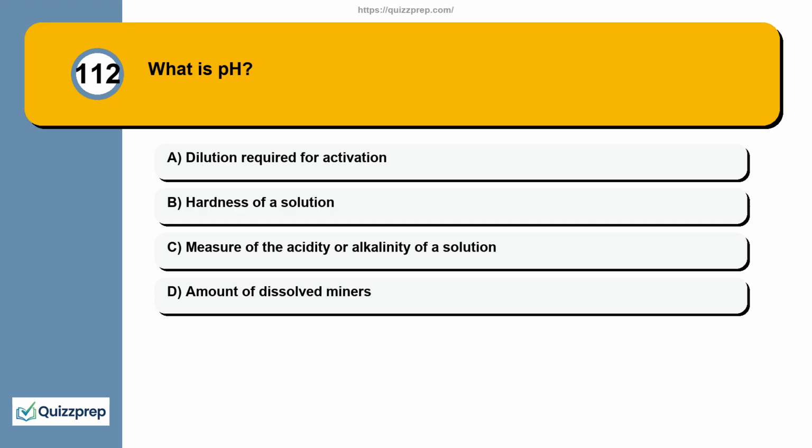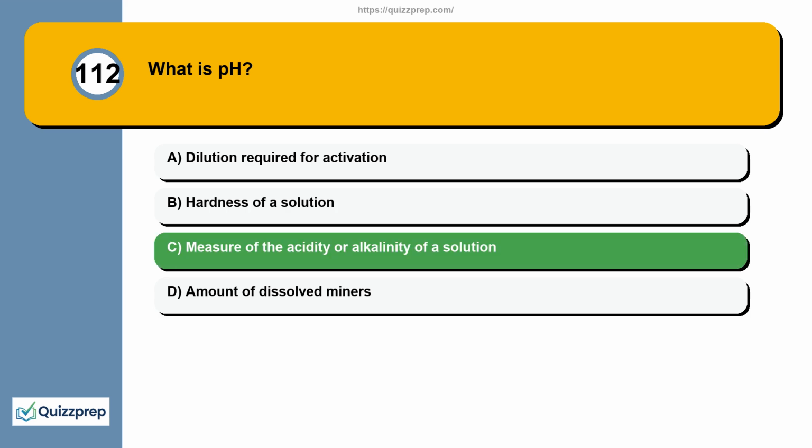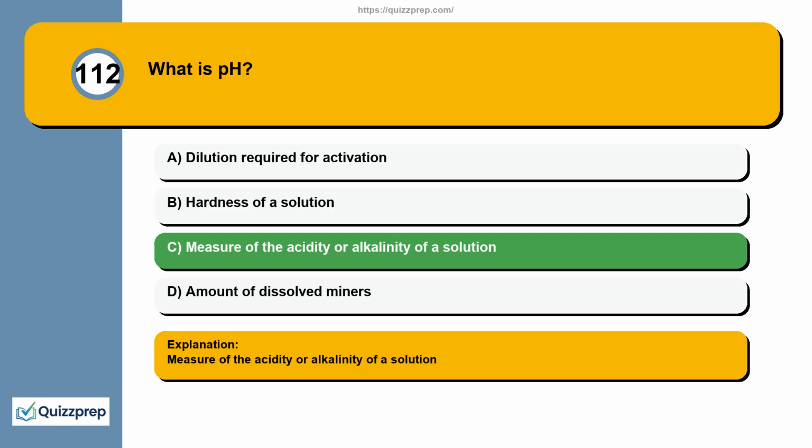Question 112. What is pH? Option A, dilution required for activation. Option B, hardness of a solution. Option C, measure of the acidity or alkalinity of a solution. Option D, amount of dissolved minors. The correct answer is option C, measure of the acidity or alkalinity of a solution.